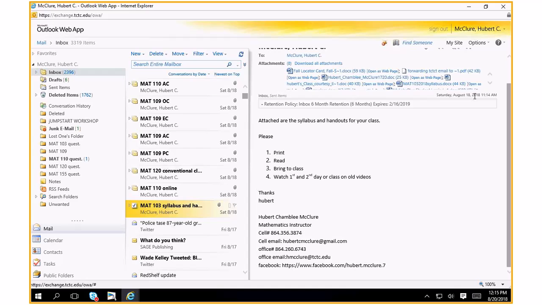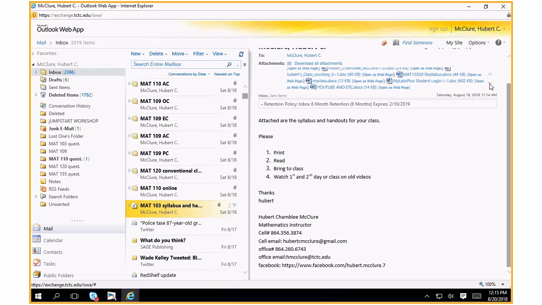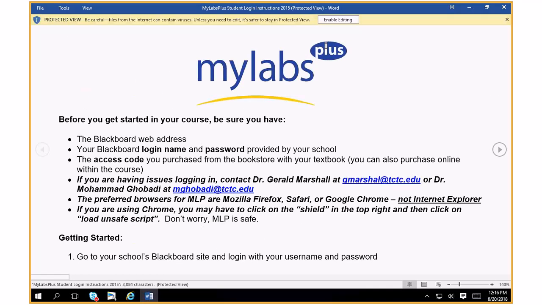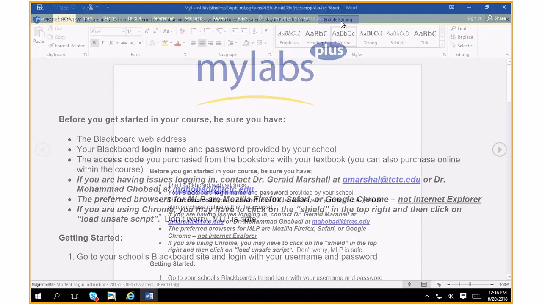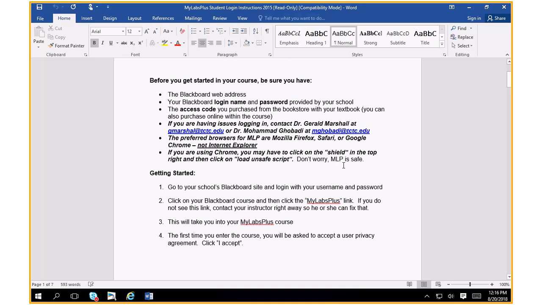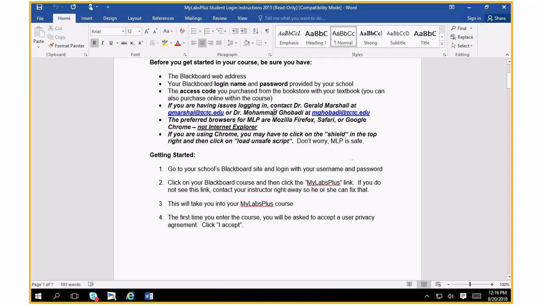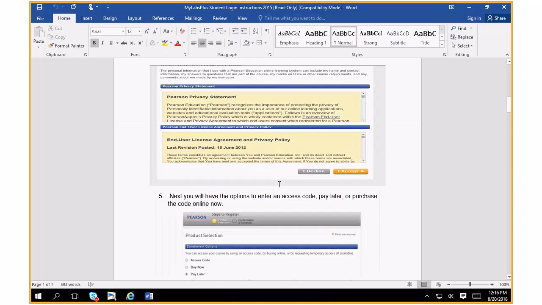Next thing. My labs plus student login. And that's what it looks like. Now we're going to go over a lot of this in just a minute, but I'm going to just show you what this has on it. It tells you the instructions, tells you what you're going to see.